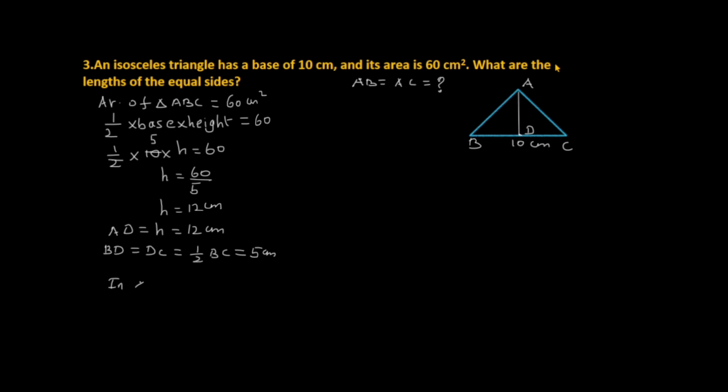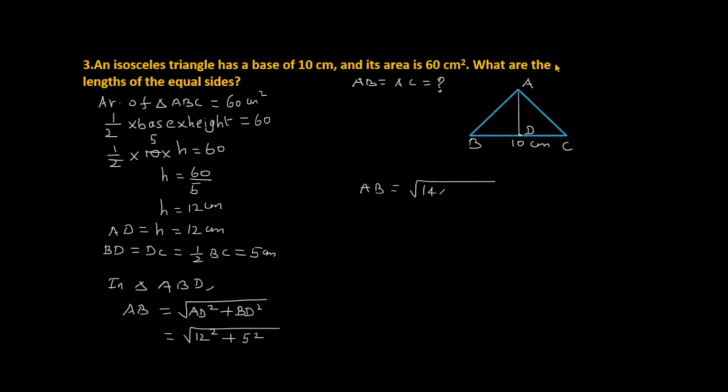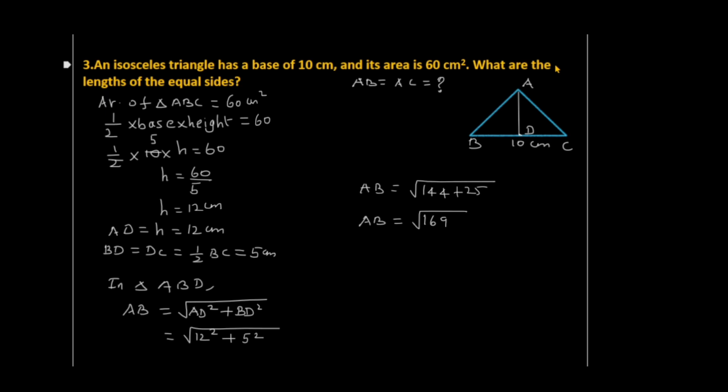So in triangle ABD, hypotenuse is AB. We need to find hypotenuse. AB is equal to square root of AD squared plus BD squared. So AD squared, 12 squared, then BD squared is 5 squared. So AB is equal to square root of 12 squared is 144, 5 squared 25. AB is equal to square root of 144 plus 25, 169.